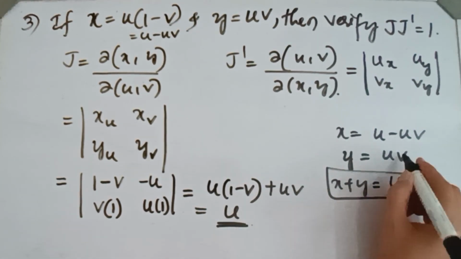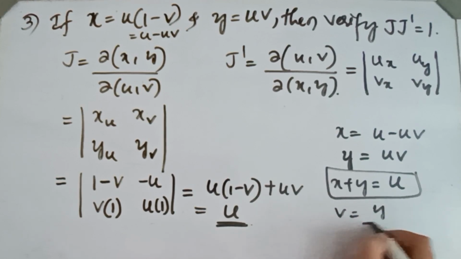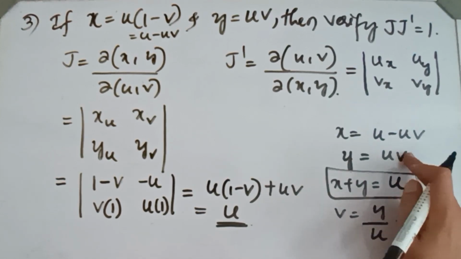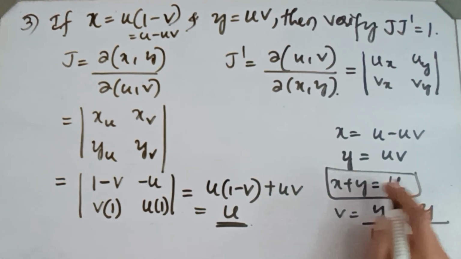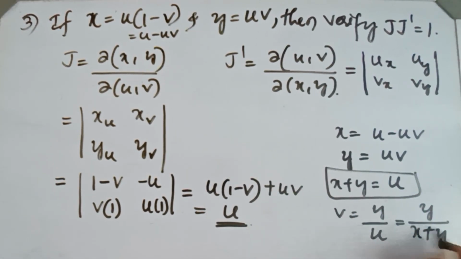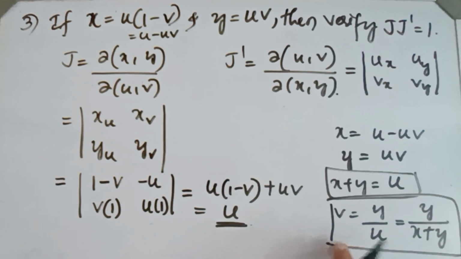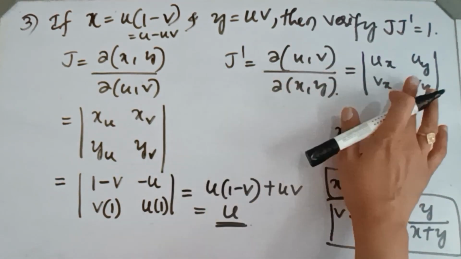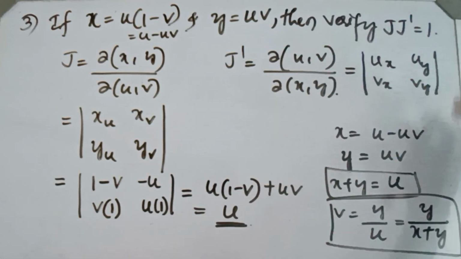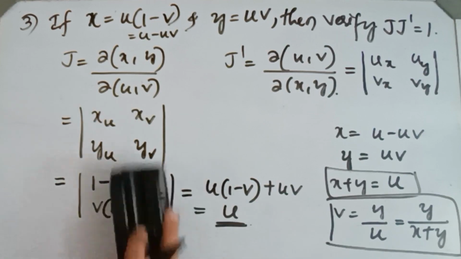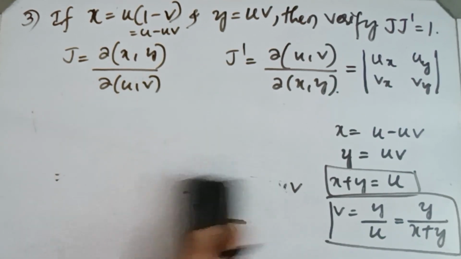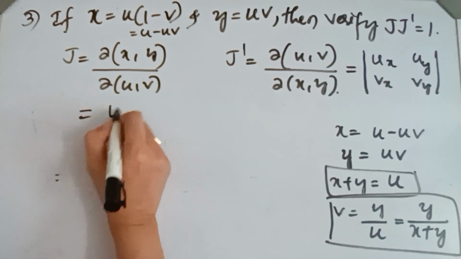So v equal to y by u. From this equation, y by u, substitute u, which is nothing but x plus y. So I got u and v in terms of x and y. Now you have to substitute that in this determinant by finding the partial derivatives. So I will write this value here, that is j equal to, finally we got it as u.